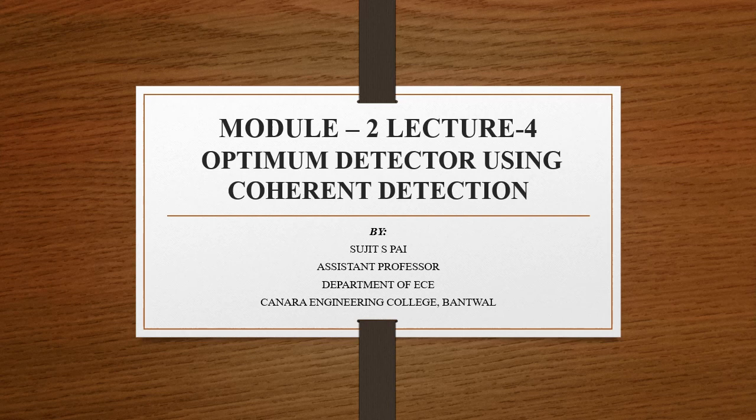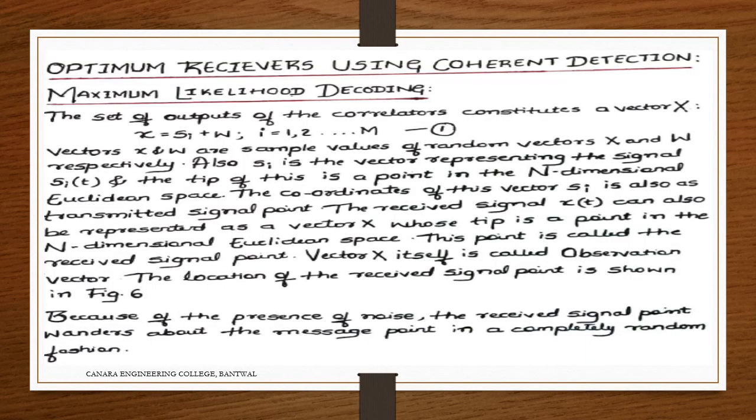Now we are going to see how we can detect this, and how with the help of coherent detection, and that also optimum detection, not any kind of noise. So that is the first one, the optimum receivers using coherent detection, and the first one is the maximum likelihood decoding. The set of outputs of the correlators constitutes a vector capital X, where small x is equal to Si plus W, where i is equal to 1, 2, and so on up to capital M.